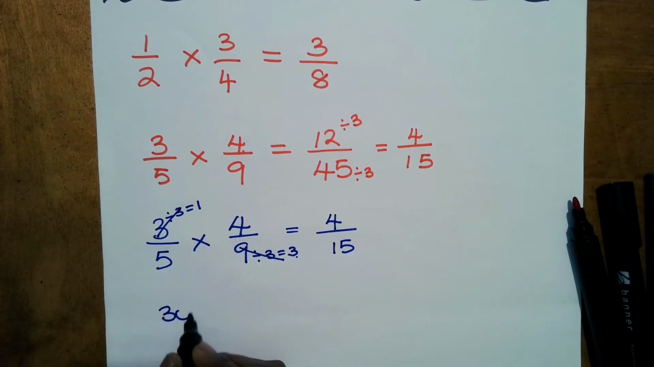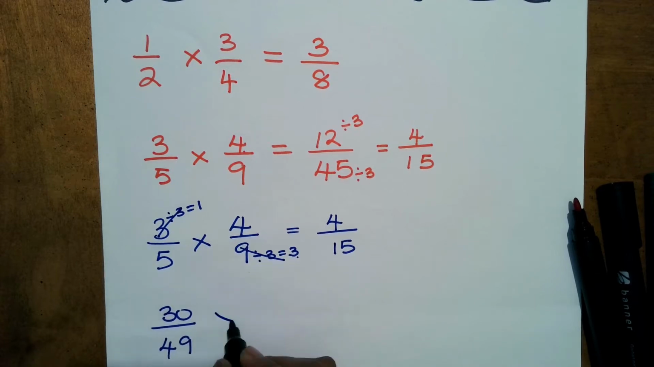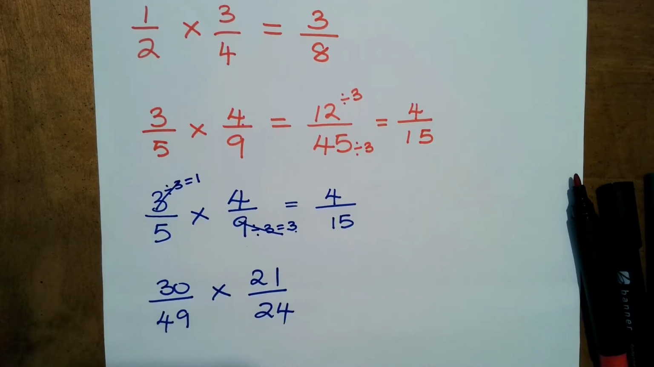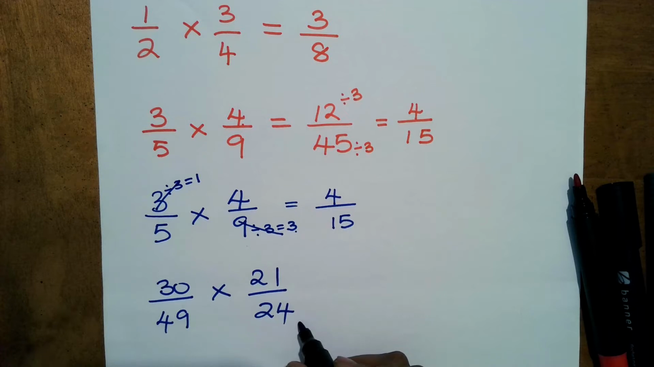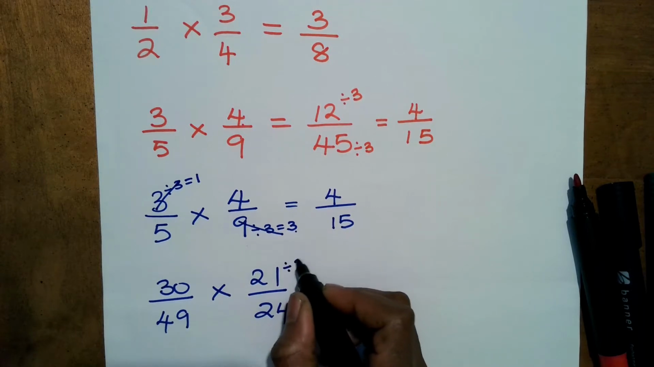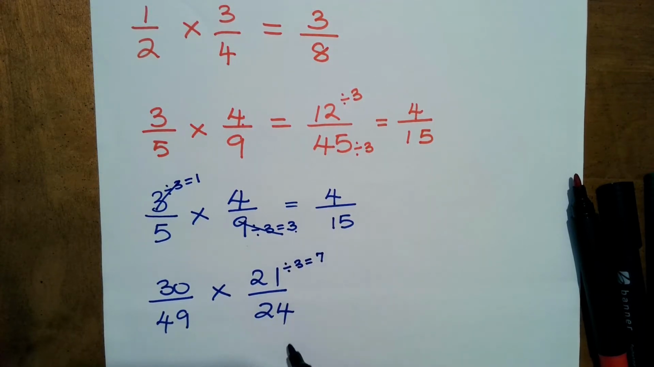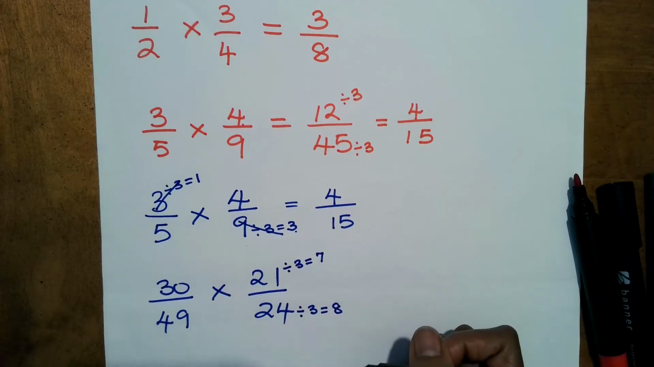I've got 30 over 49 multiplied by 21 over 24. We can look at this fraction once again and see that 3 can go into 30, it can go into 24 as well. And we can see that 3 can go into 21 and also go into 24. So we're going to use 3. So 21 divided by 3 will give me 7. 24 divided by 3 will give me 8. So we've got 7, we've got 8 here.